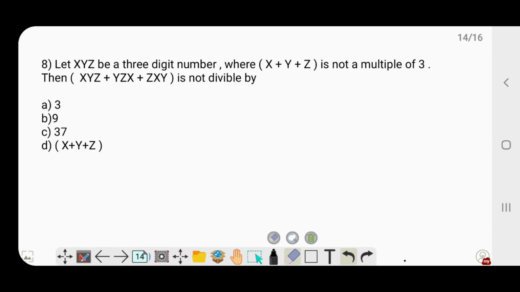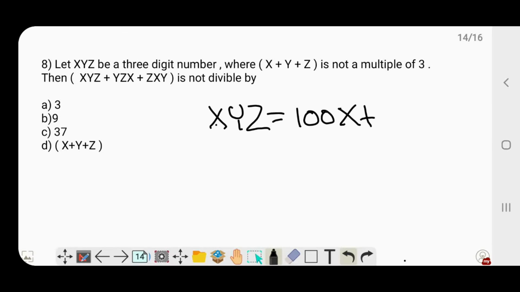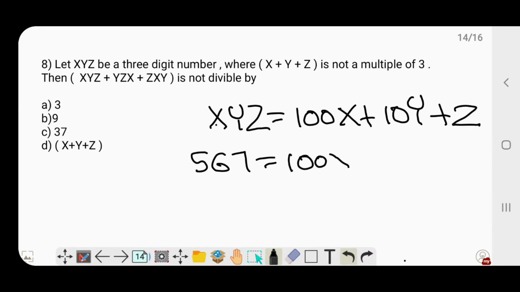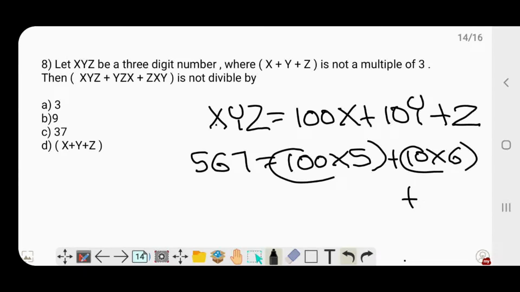So when we say a 3-digit number xyz, what we are actually saying is 100x plus 10y plus z. So say a number called 567. It is actually 100 into 5 plus 10 into 6 plus 7, just like how I represented here.